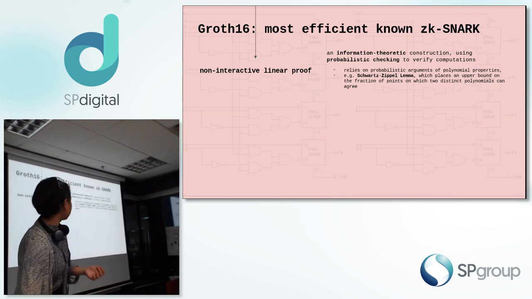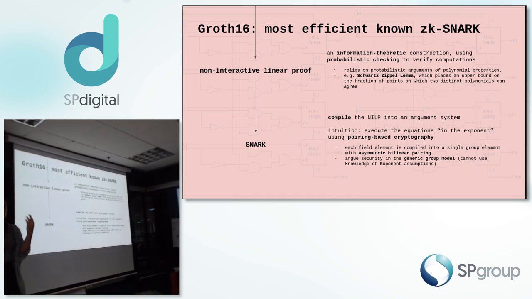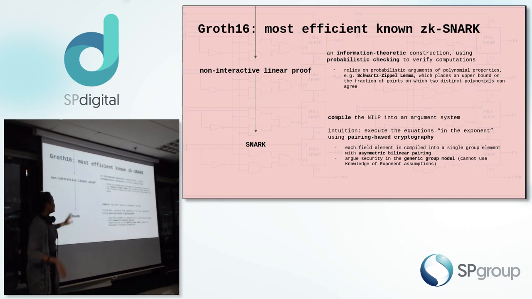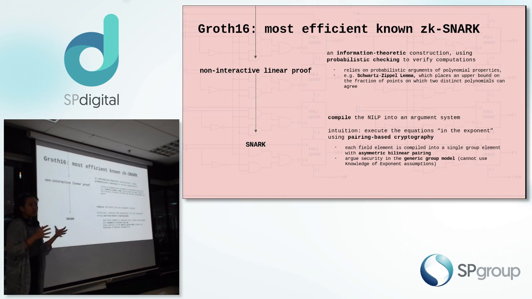And from the non-interactive linear proof, we then do this final compilation. So this was an information theoretic sort of compilation, and from here to here, it's just a purely cryptographic compilation. We use this trick called bilinear pairings to intuitively move these computations up into the exponent of our group elements. The reason we want to do this is basically to shrink the size of our proof. And what we can see in this construction is that we can shrink the proof down to just three group elements.